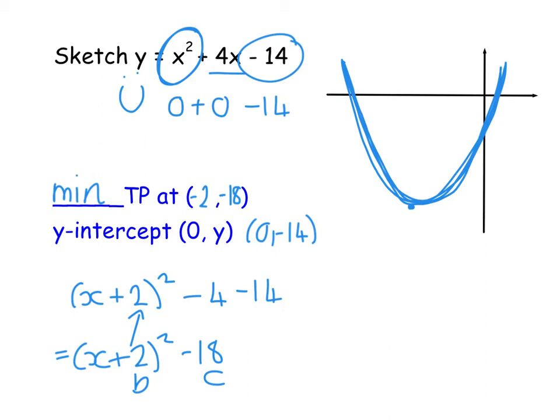So to mark on the diagram, what we need to label is the turning point. So the turning point is negative 2, negative 18. That looks a bit like a 4. So negative 2, negative 18, and it cuts at minus 14. And they've not asked for where it cuts the x-axis, they've not asked for the roots, so we're not going to do anything about that. That's all we are focusing on sketching today, the turning point and y-intercept, okay?